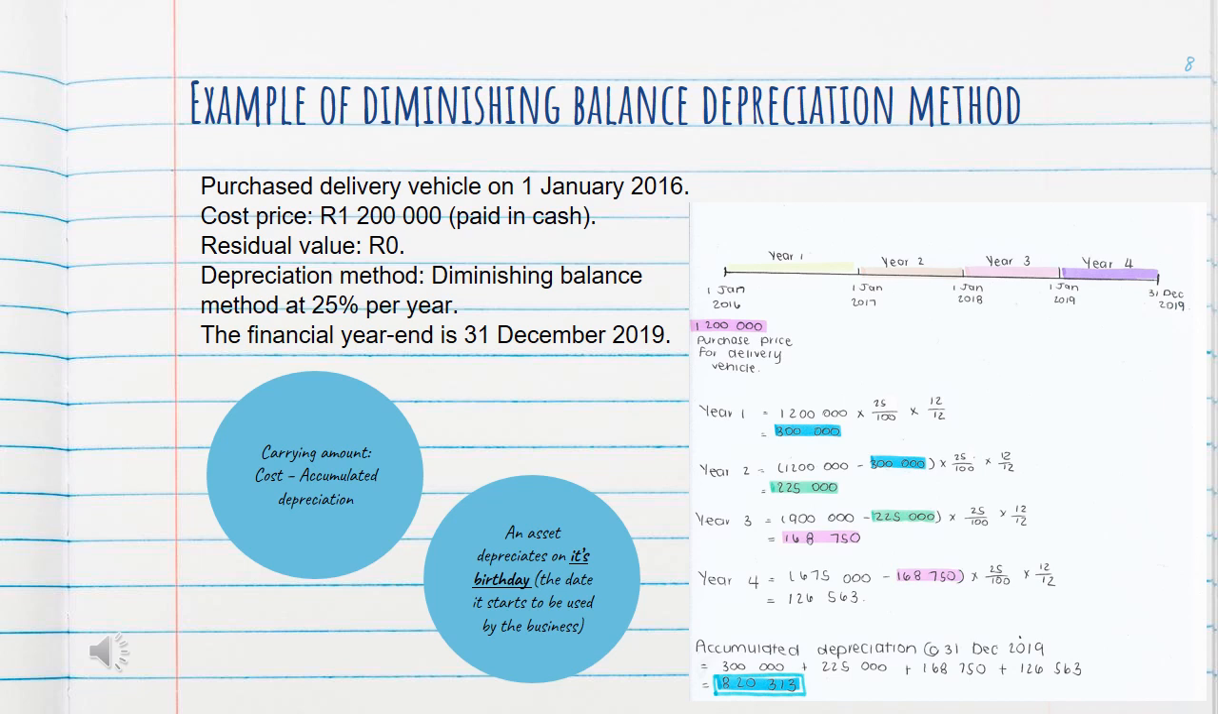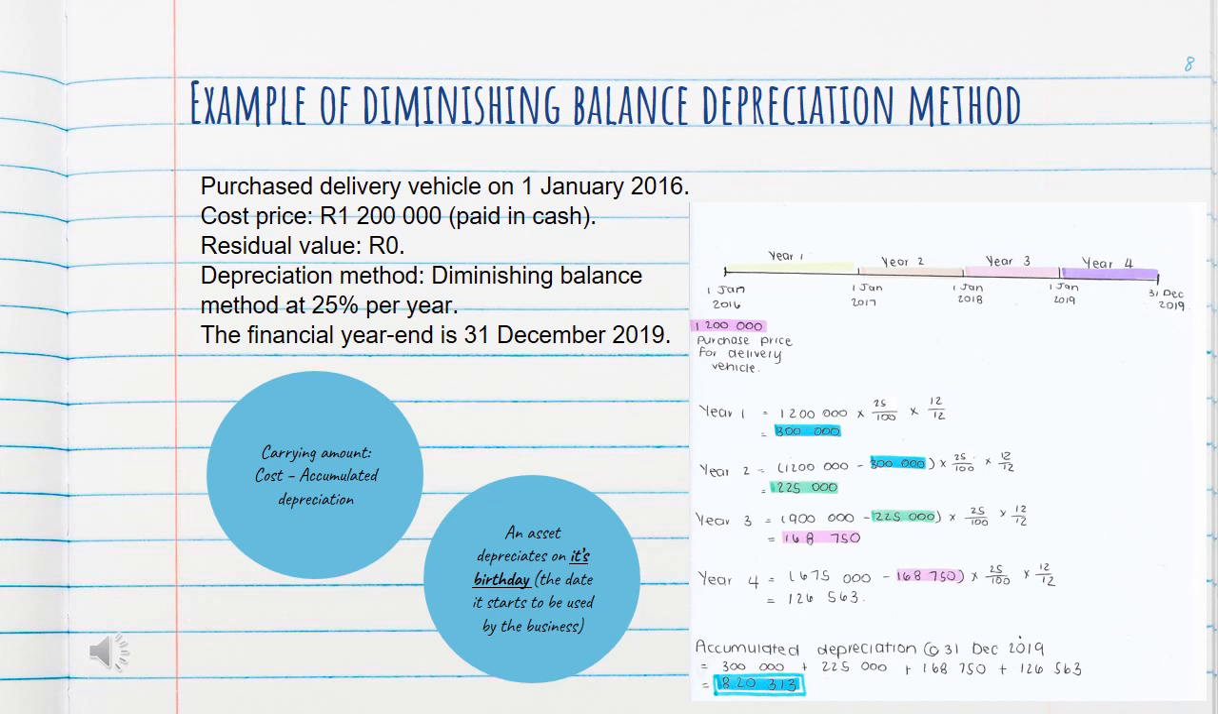So if you look at the depreciation I have calculated there, do you realize how the depreciation gets less every year? So we go from 300,000 in year 1 to 225,000 in year 2 to 168,750 in year 3 to 126,563 in year 4. Do you see how your depreciation is getting less every year? And once you see that is happening with your depreciation, you know that you are doing the diminishing balance correctly. And why is that even happening? Because our carrying amount is getting less and less every year.